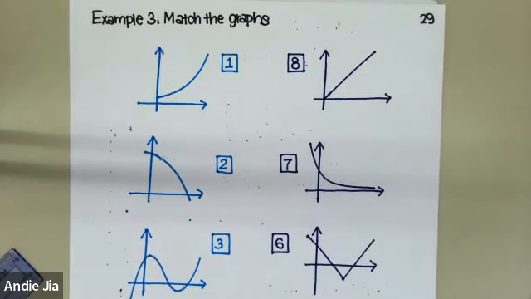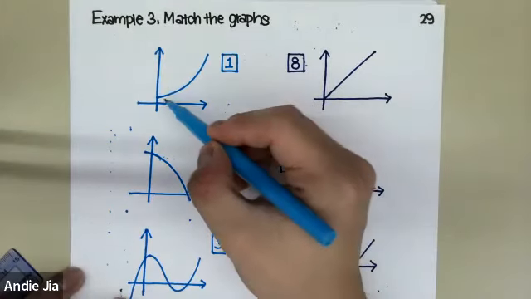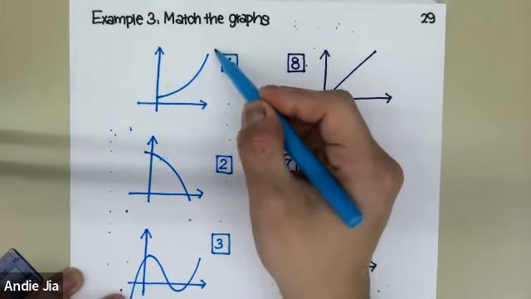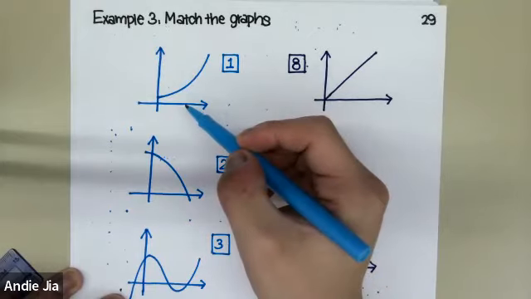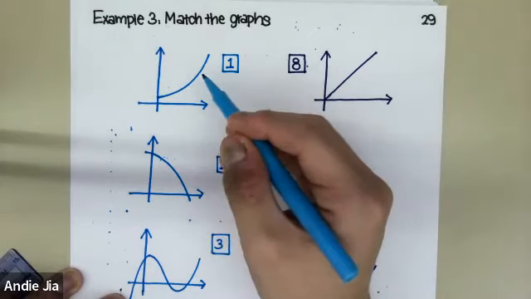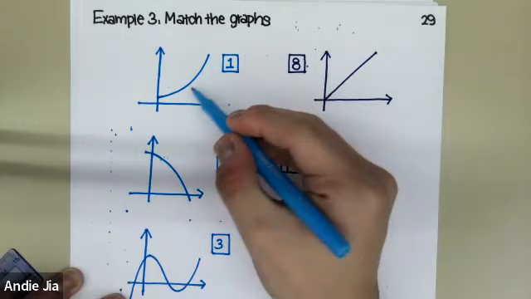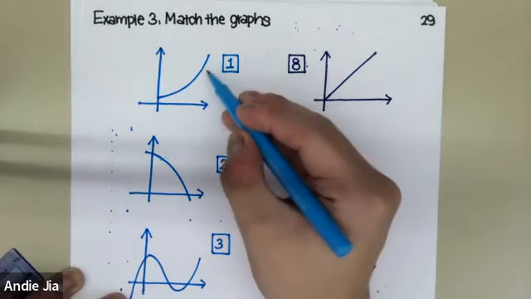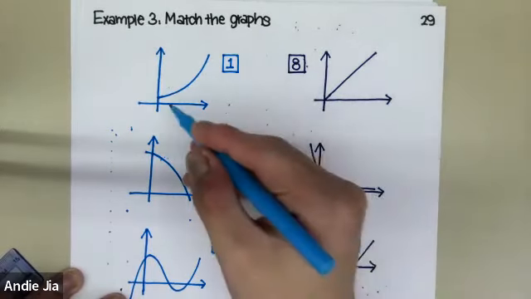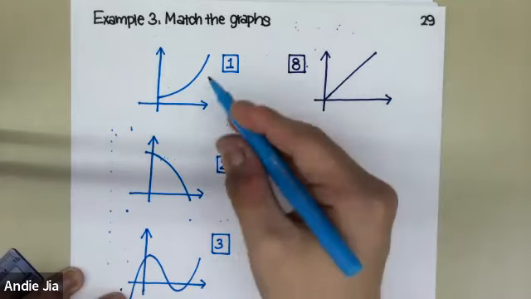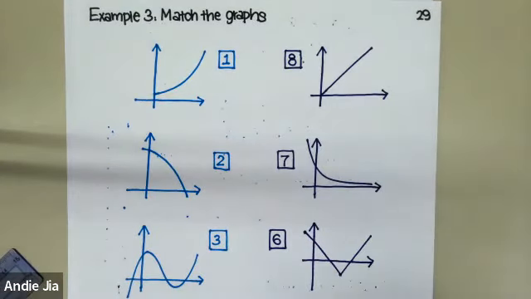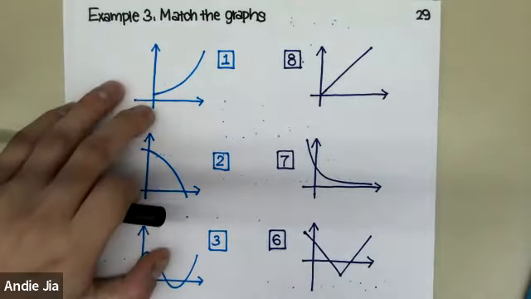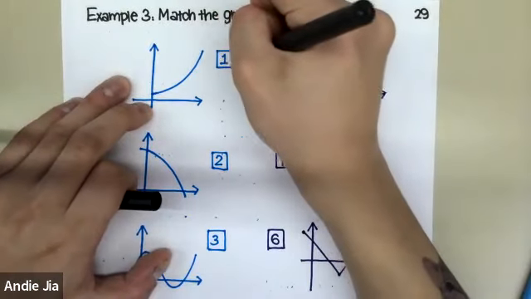So for number one, look at the graph: it is increasing all the way. And if you take the derivative, it's also increasing all the way, and the slope is steeper and steeper. So it is matching number eight.